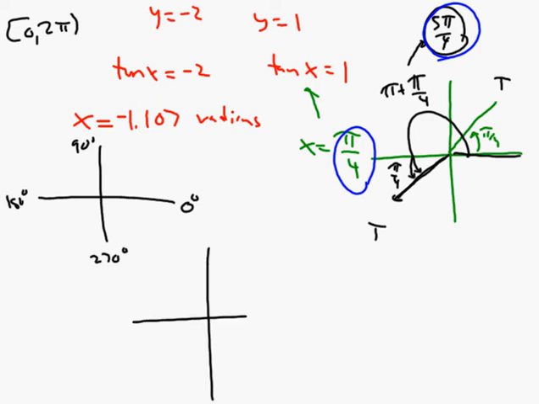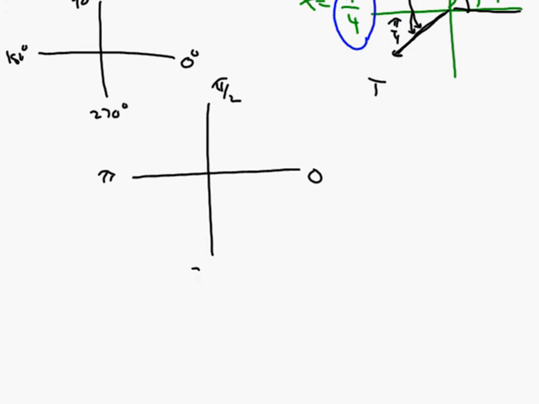And then I think you're pretty good at this too. 0 radians, pi over 2 radians, pi radians. This is 3 pi over 2 radians, and now we're back at 2 pi over here. What you might not know is the decimals that go along with these things.